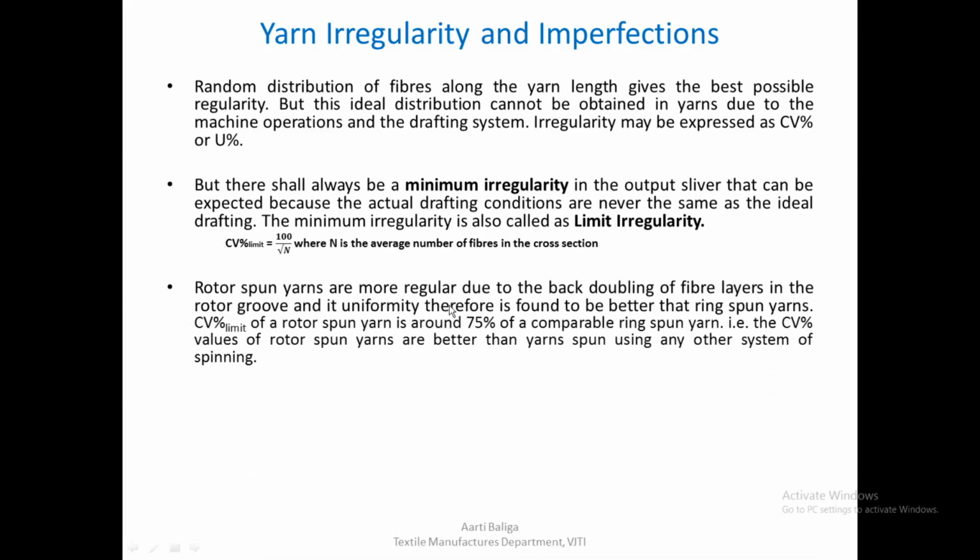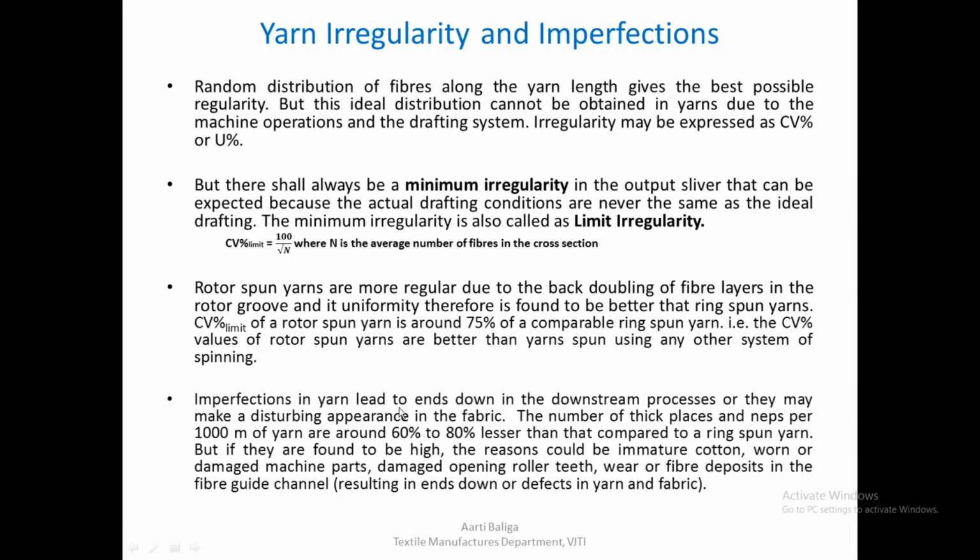Rotor spun yarns are more regular due to the back doubling of the fiber layers in the rotor groove, and because of this back doubling, it becomes more uniform, and therefore it is found to be better than the ring spun yarns. If you compare the CV limit of a rotor spun yarn, it is around 75% of the comparable ring spun yarns, that is, the CV values of the rotor spun yarns are better than the yarn spun using any other system of spinning. So we can say that this is a positive point where we see lower CV.